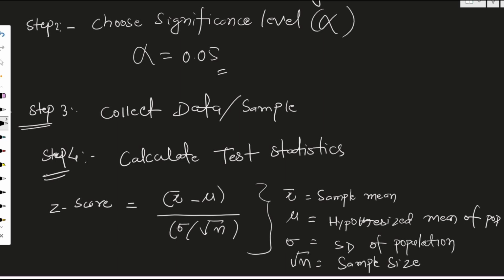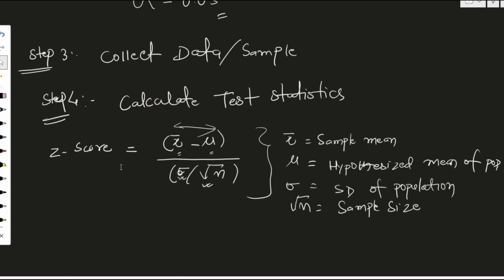Now see what we are doing. This is the sample, this is our population. We are trying to find the difference between these two, and then this sigma is the standard deviation of the population, and this is the sample size. So we are correlating the values between the sample and the population and trying to find the z score. This is how we are going to calculate the test statistic. This is step 4.